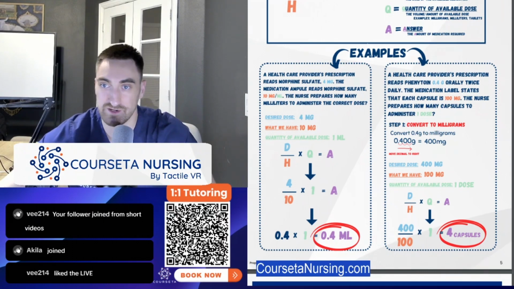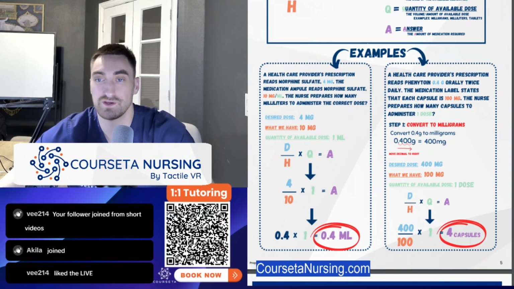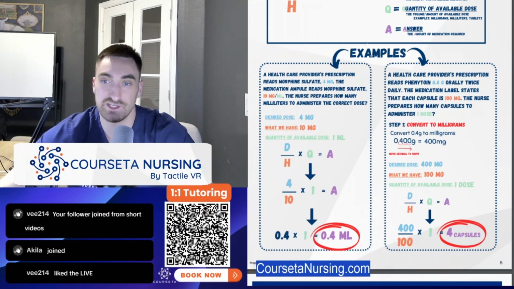A healthcare provider's prescription reads phenytoin 0.4 grams orally twice daily. The medication label states that each capsule is 100 milligrams. The nurse prepares how many capsules to administer one dose?